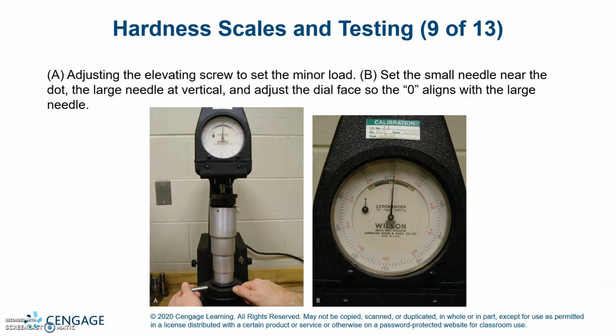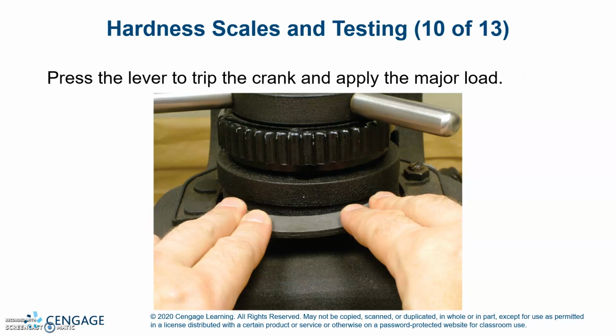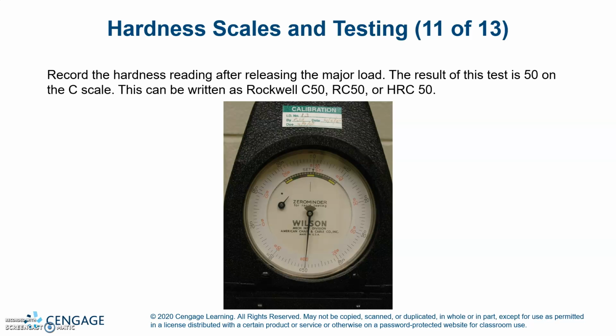Adjust the elevating screw to set the minor load. Set the small needle near the dot and the large needle at the vertical, and adjust the dial face so that the 0 aligns with the large needle. Press the lever to trip the crank and apply the major load. Record the hardness reading after releasing the major load. The result of this test is 50 on the C scale. This can be written as Rockwell C50, RC50, or HRC50.